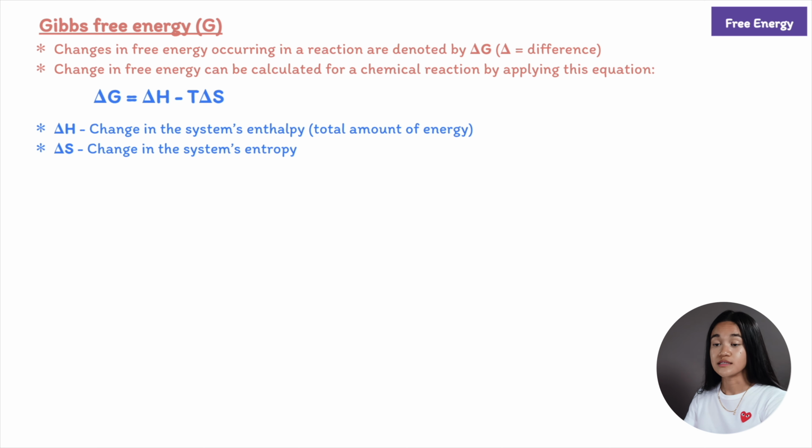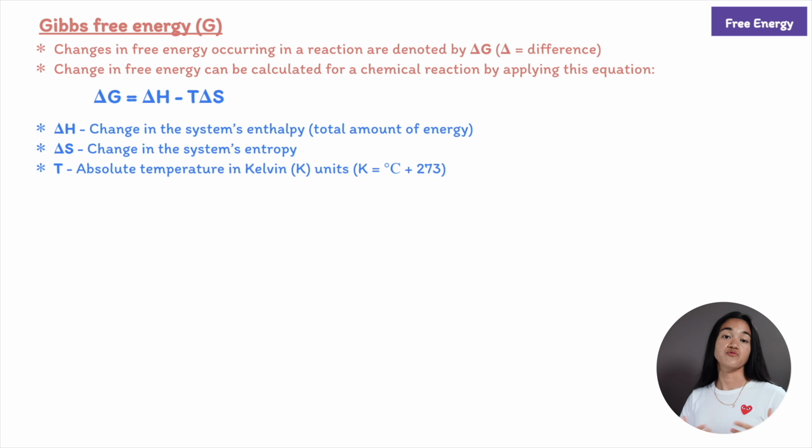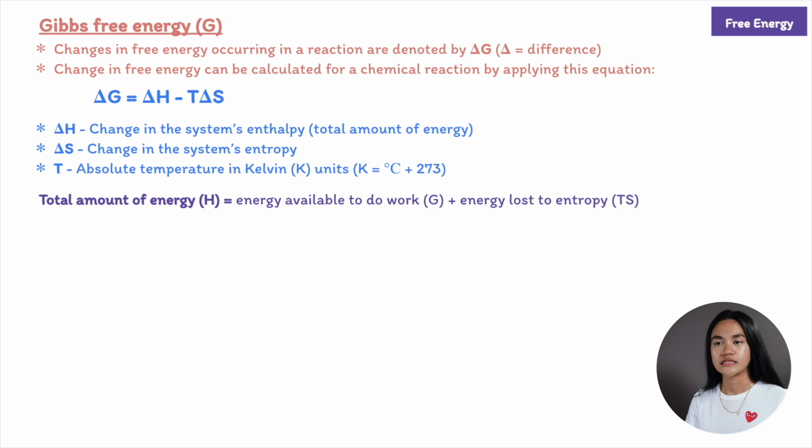Now, delta S is the change in the system's entropy, and T is the absolute temperature in Kelvin units, because temperature influences the movement of molecules. So the value of delta G depends on both the change in enthalpy and the change in disorder or entropy. And the total amount of energy, or enthalpy, equals the energy available to do work plus the energy lost to entropy. All right? So now once you know the value of delta G, you can use it to predict whether a chemical reaction will be spontaneous or not.